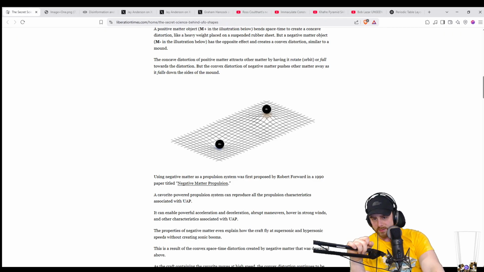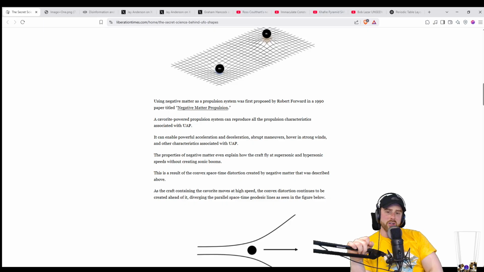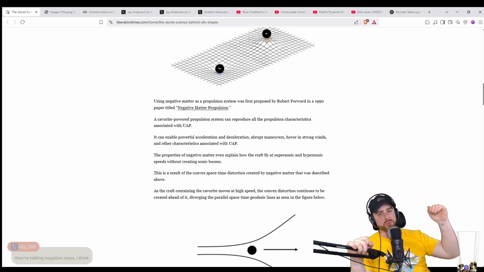Okay, interesting. Using negative matter as a propulsion system was first proposed by Robert Forward in a 1990 paper titled Negative Matter Propulsion. A Cavorite-powered propulsion system can reproduce all the propulsion characteristics associated with UAP, which is interesting because even how Bob described it, it's almost like you're constantly rolling down a hill is what they create, the effect.